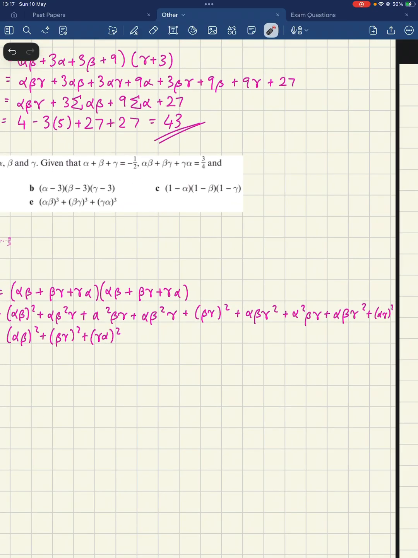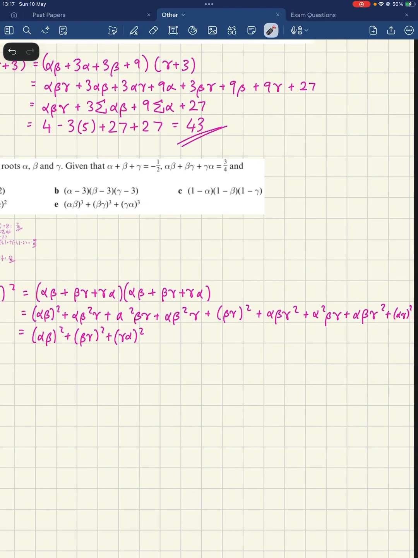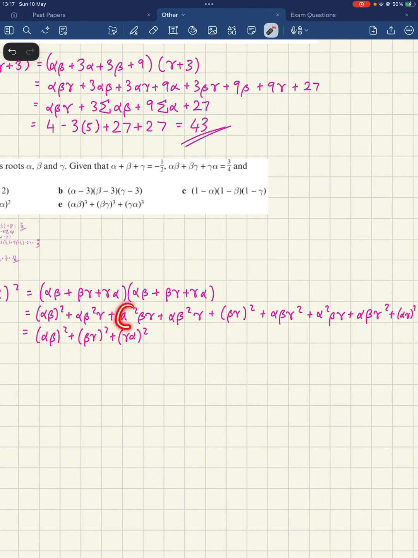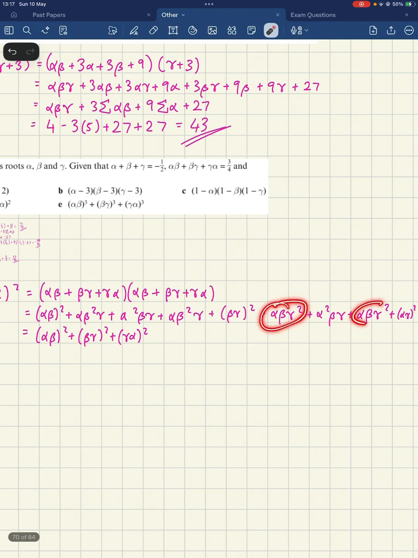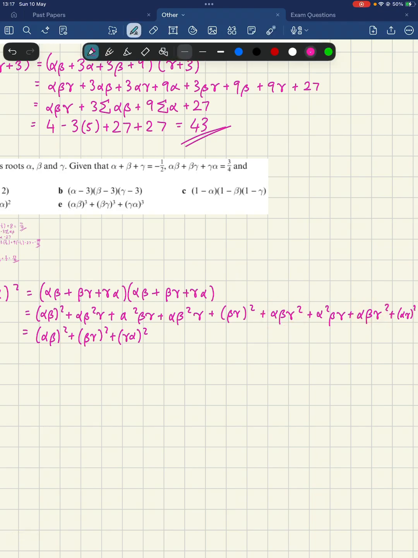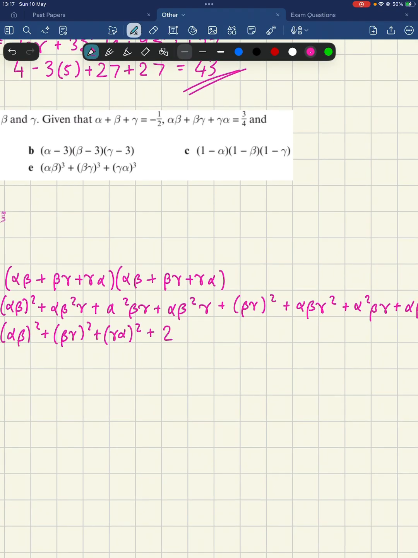Well, when we look at our terms over here, what we see is we've got two of each term. So we've got alpha squared beta gamma and alpha squared beta gamma. Alpha beta squared gamma, alpha beta squared gamma. Alpha beta gamma squared, alpha beta gamma squared. So when we factorize this, we just get two lots of alpha beta squared gamma plus alpha squared beta gamma plus alpha beta gamma squared.